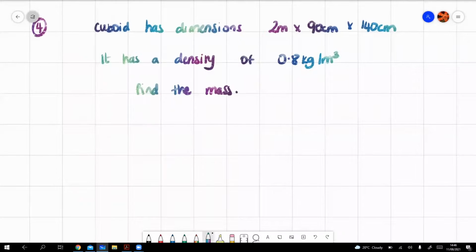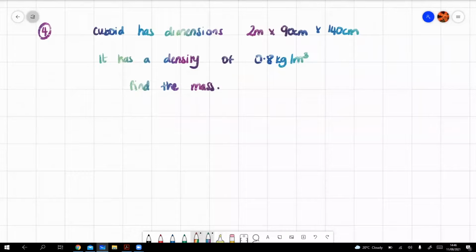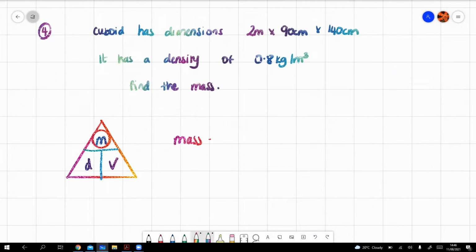Okay, again, first of all, what I would ask you to do is draw your triangle out. Okay, MDV. Okay, well, we are working out the mass. Well, to work out mass, I've got to do density times volume. Well, I have the density. The density is 0.8. I've got to now times it by the volume, but I do not know the volume of my cuboid, but I do know the measurements of my cuboid. So let's have a look. My measurements are 2 meters by 90 centimeters by 140 centimeters.